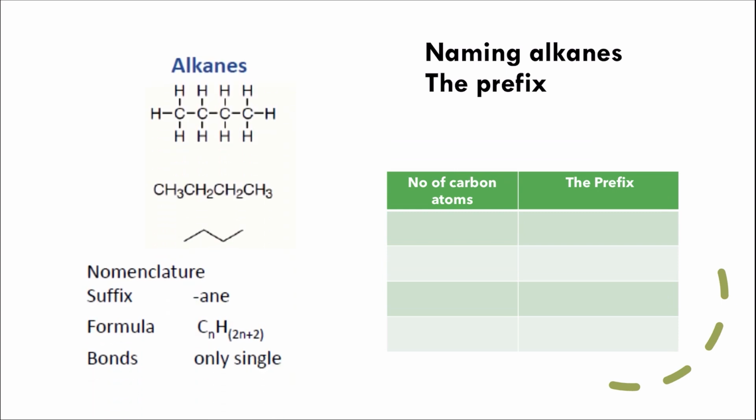The prefix here refers to the number of carbon atoms in the chain. So if you have one carbon atom, it's called meth. If it's two, it's eth. If it's three, it's prop. And if it's four, it's but. And then we have the suffix, which is ane, referring to alkane.